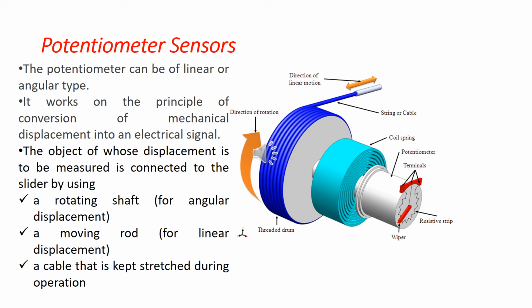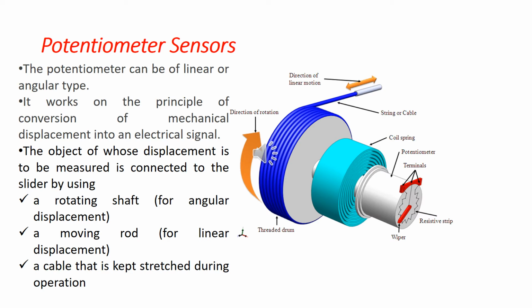This picture represents the rotary type potentiometer sensor which measures linear displacement. In general, the potentiometer can be of linear or angular type. This works on the principle of conversion of mechanical displacement into an electrical signal. The sensor has a resistive element and a sliding contact, that is the wiper. The slider moves along this conductive body acting as a movable electric contact.